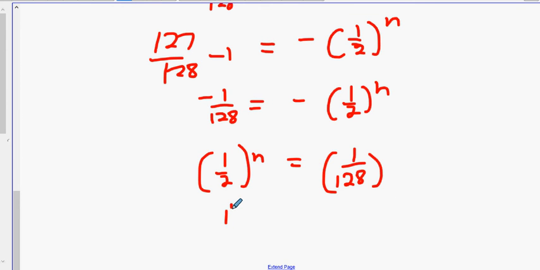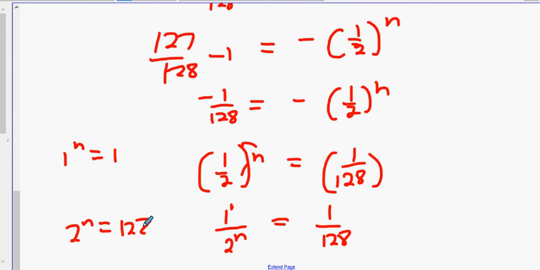So this is 1 to the power of n divided by 2 to the power of n. You multiply the power top and bottom, equals 1 over 128. 1 to the power of n equals 1. Doesn't matter what n is, it's always going to be 1. Okay, so it's 1 over 2 to the power of n equals 128. So it's safe to say that 2 to the power of n equals 128.